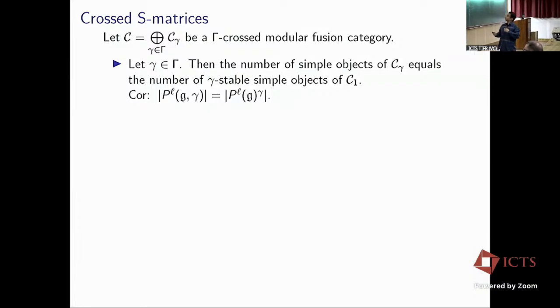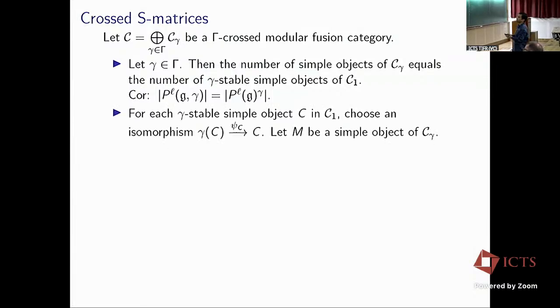So this is important: the number of simple objects here is the same as the gamma stable simple objects in the neutral part. We take a gamma stable simple object C, and moreover we choose an isomorphism between gamma of C and C. This choice is determined up to scaling, and we can further reduce the choices up to roots of unity. But anyway, we choose some isomorphism, and we take M to be a simple object in the gamma grade.